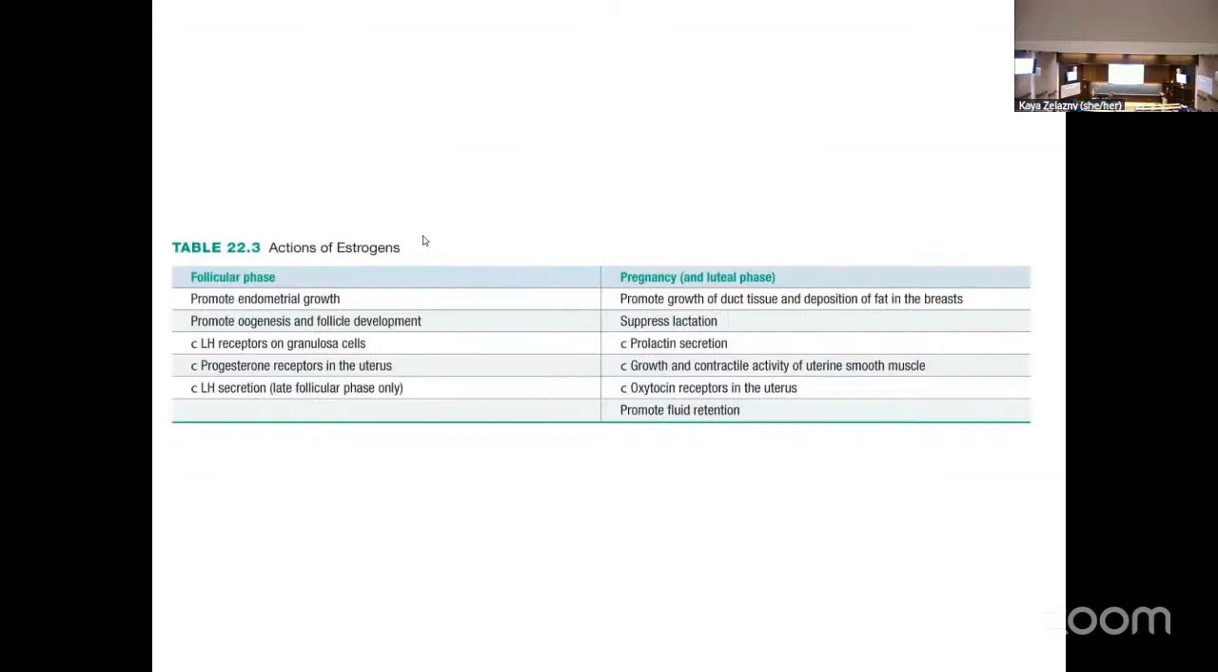While we are in the follicular phase, we're going to see the estrogen coming from those follicles having effects throughout the body. So it's affecting the uterus, so it's affecting the growth of the endometrium. It's going to be promoting further follicular development. It's going to be affecting granulosa cells, affecting parts of the uterus. If we look at what estrogen does in pregnancy and in the luteal phase, we can see some effects on secondary sex characteristics too, like tissues in the breasts, things like that. Even effects on fluid retention in the body more generally.